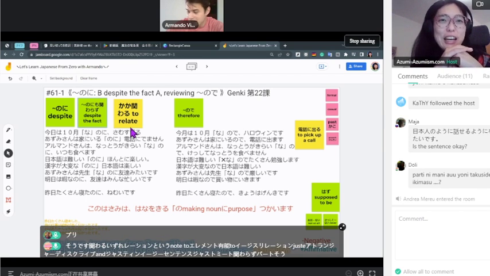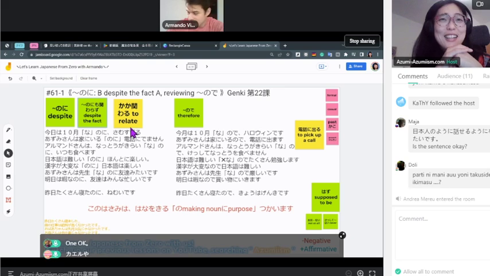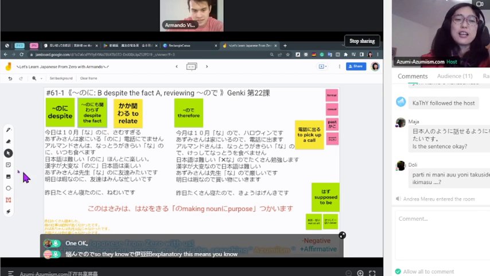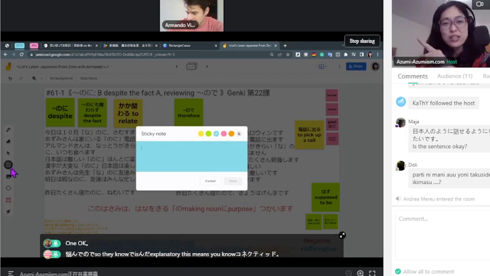I highly recommend you just take it as this grammar. のに, のにもかかわらず. And ので is the opposite. ので is のだ, explanatory. It means connecting cause and results. Yes.